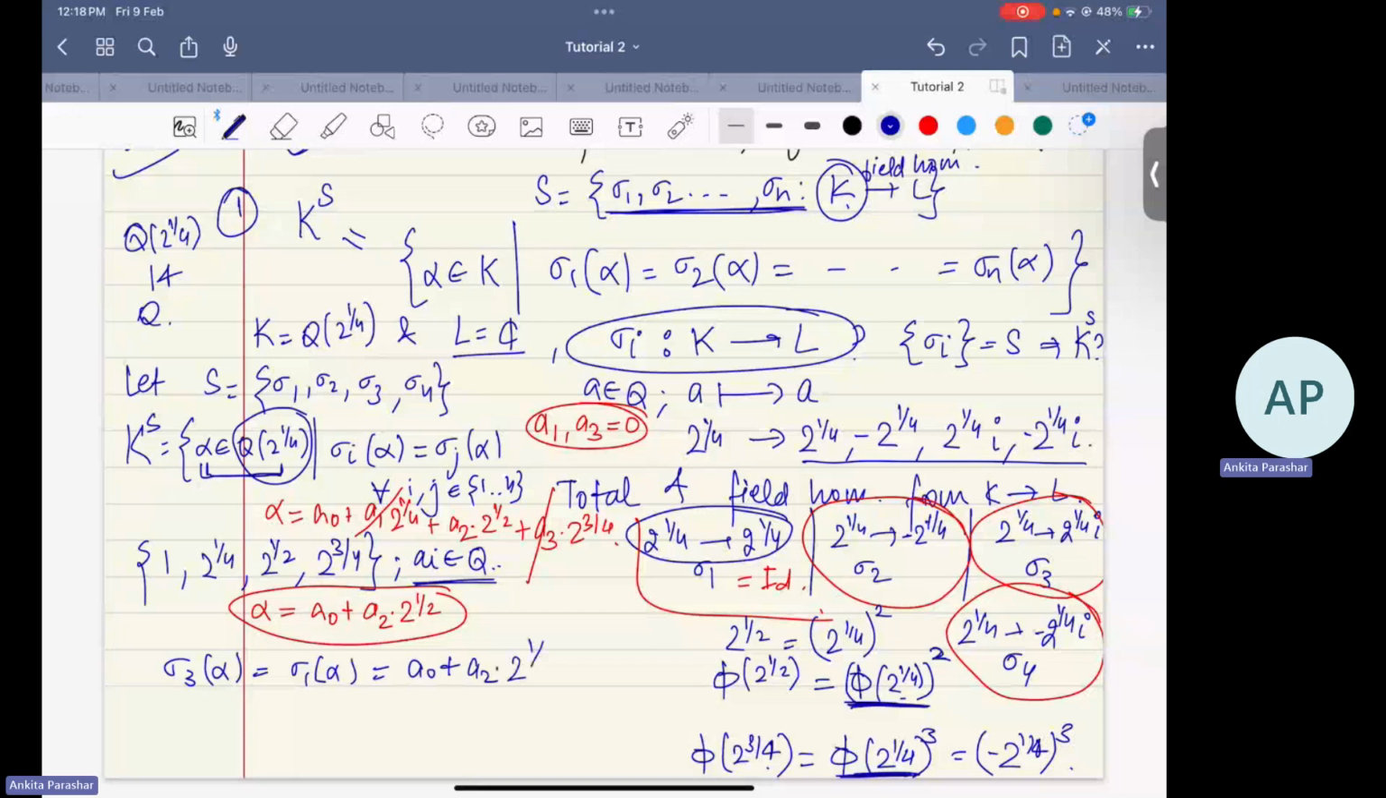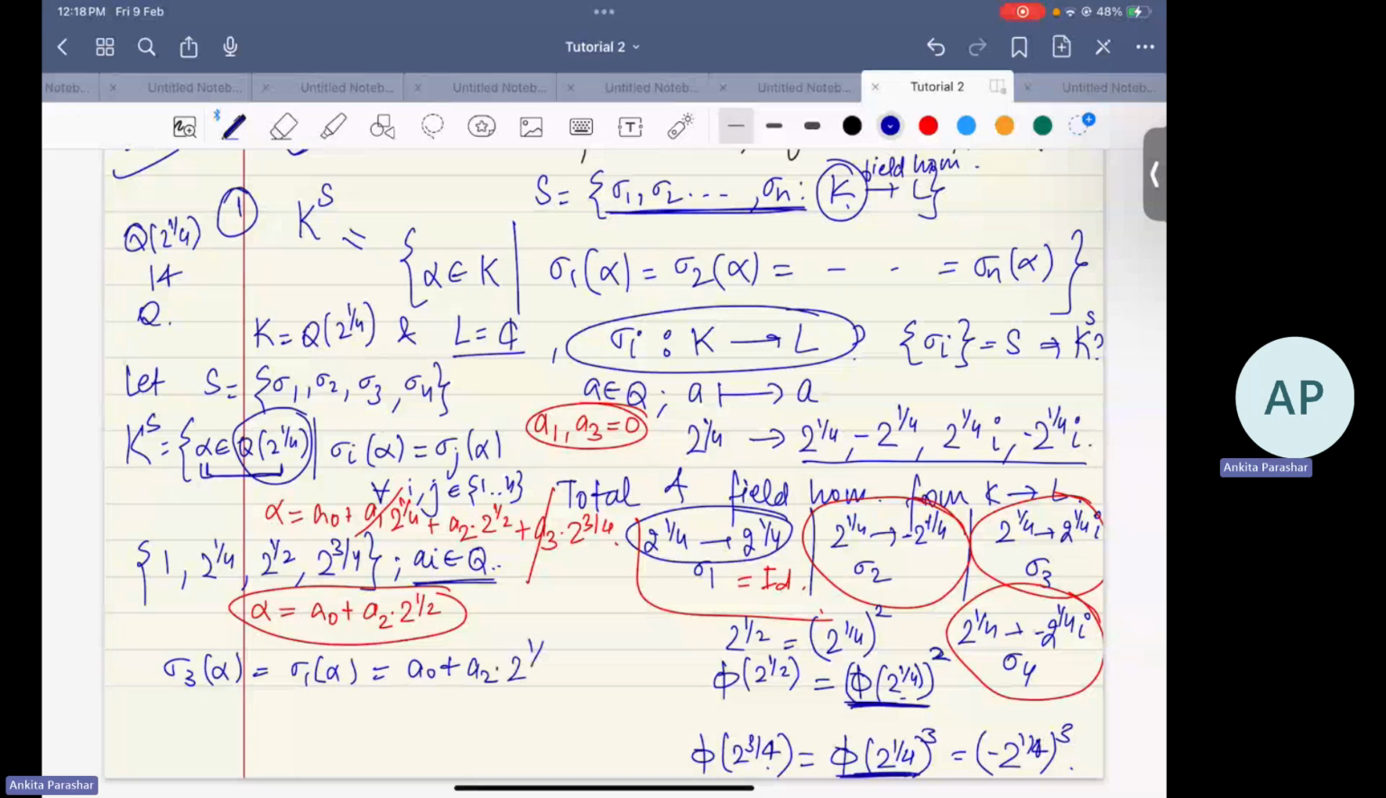Notice, what is the prime field here? The prime field is Q. Every automorphism will fix Q. We want those which fix F, which is nothing but Q. That means we want all such automorphisms which fix Q, but we know that all automorphisms fix Q because Q is a prime field.